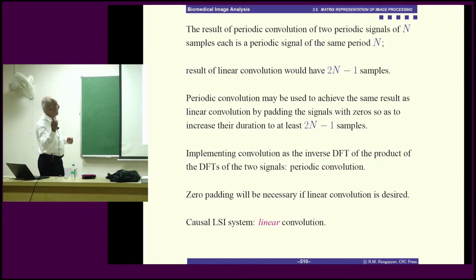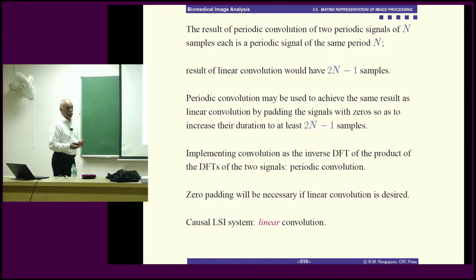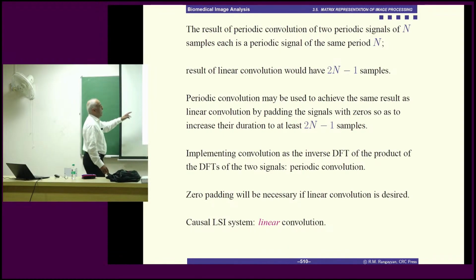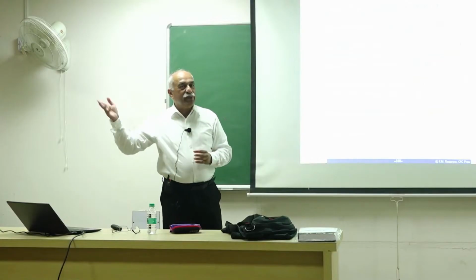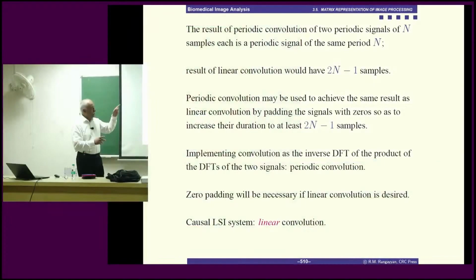So how do you get that? Periodic convolution may be used to achieve the same result as linear convolution by padding the signals with zeros, so that you increase the duration to at least 2n minus 1. If you want to have more, go ahead with more, but it will be a waste. There won't be any more samples. So just pad with zeros. So you must use 2n minus 1 samples.